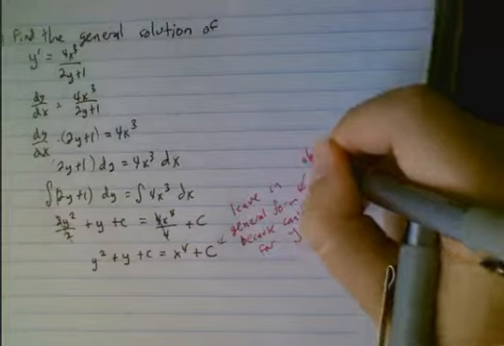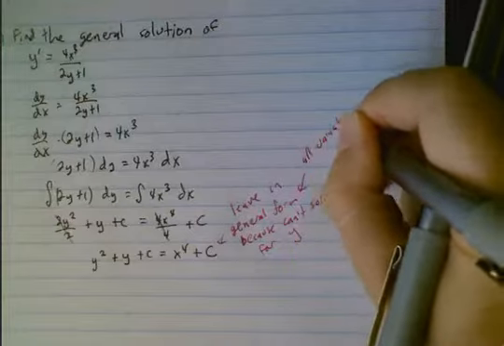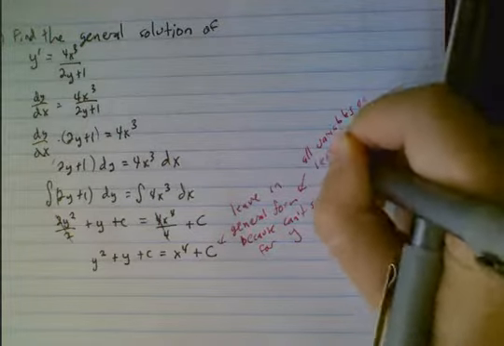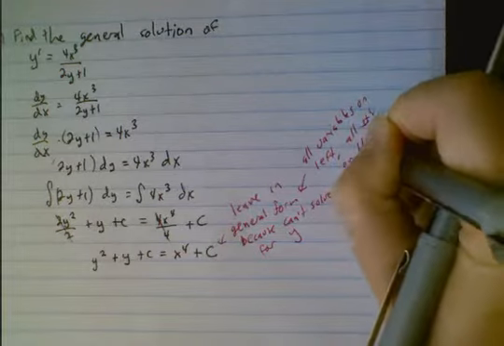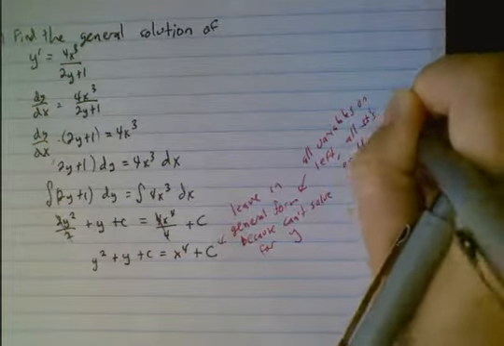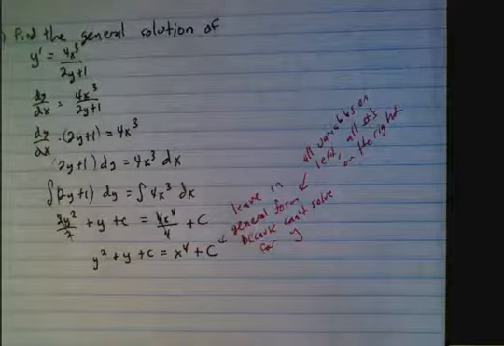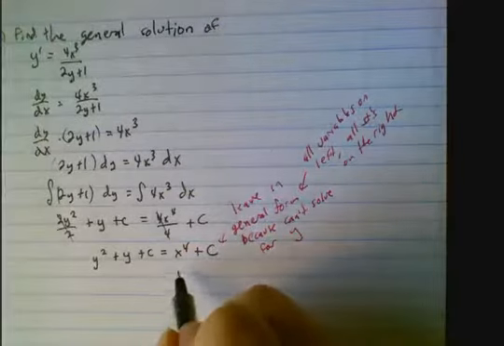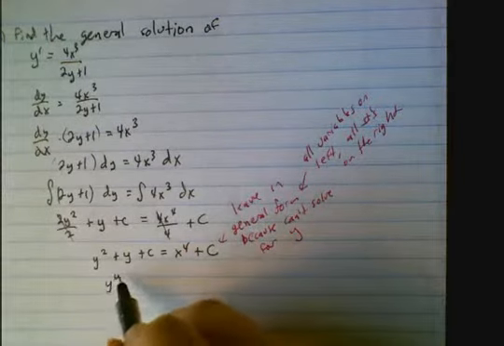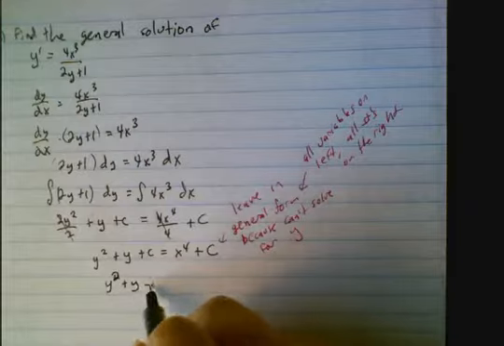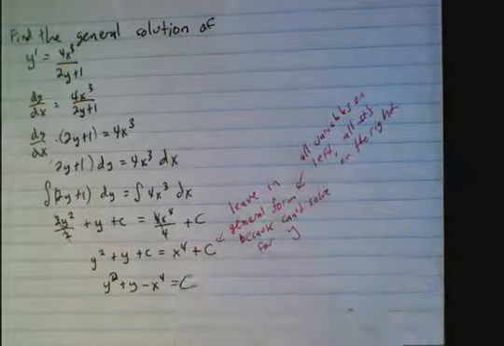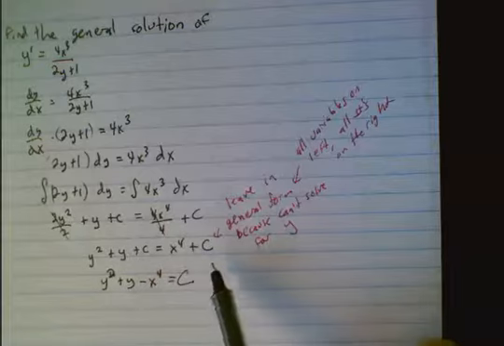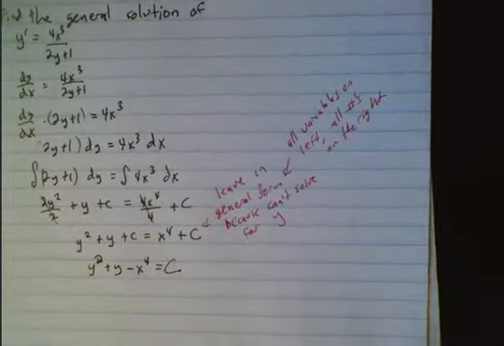General form means all variables on the left, all numbers on the right. So I'm going to subtract x to the 4th, and I'm going to subtract this c. c1 and c2, put them together in any combination, we just get another c.